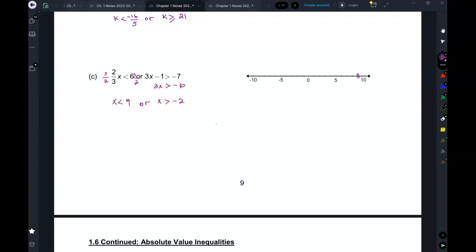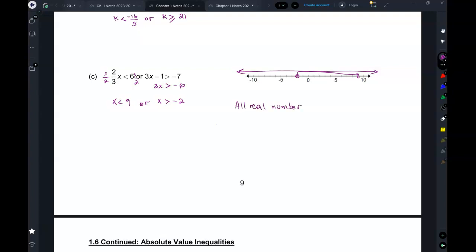Okay. If you're using a pen, don't draw this yet. X is less than 9, or x is greater than negative 2. What is it? All real numbers. Because it only has to satisfy one of them. It could either be less than 9 or it could be greater than this, which means it's the entire number line. So we say all real numbers.